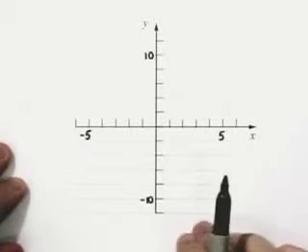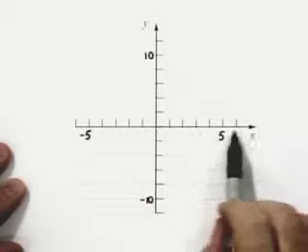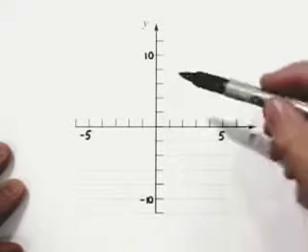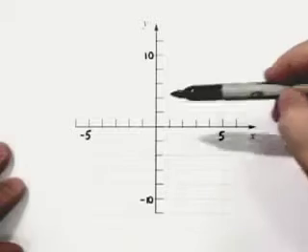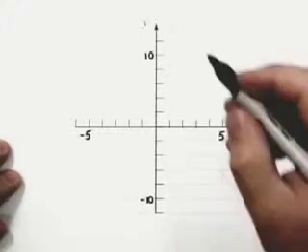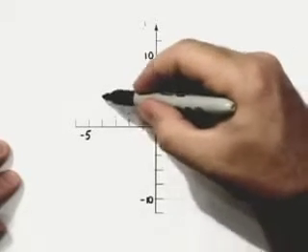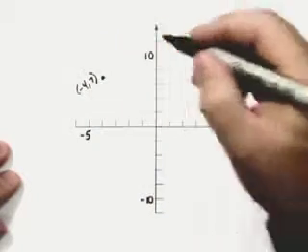Here we have our grid where we're going to plot our points. I want to first point out our scale. Along the x-axis, we're using a scale of 1, so each tick mark represents 1 unit. But along the y-axis, we're using a scale of 2, so each tick mark represents 2 units. The first point we're going to plot was negative 4, 7. So we'll go to negative 4 and up 7: 2, 4, 6, 7. So that's the point negative 4, 7.